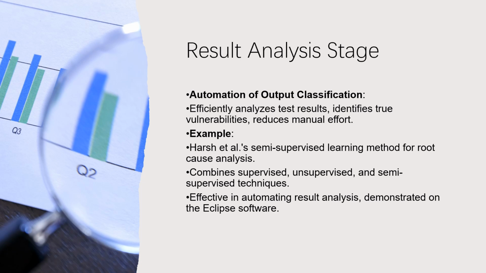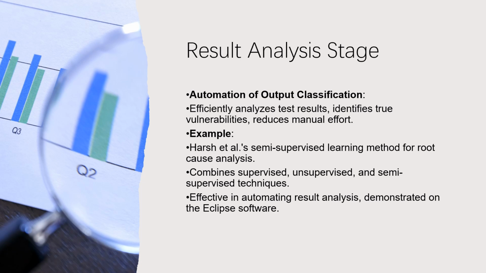Result analysis stage. In the result analysis stage, machine learning can efficiently analyze the numerous test results, identifying true vulnerabilities within a large number of crashes and anomalies. This automation reduces the manual effort required for result analysis and improves the overall efficiency of fuzzing.